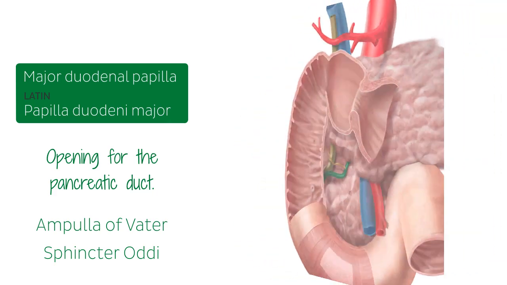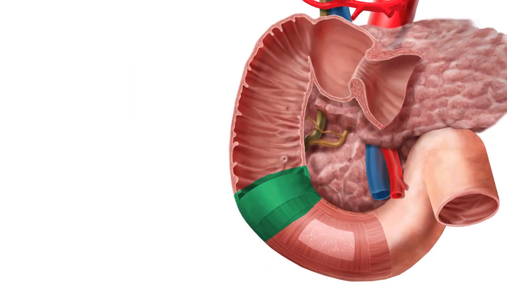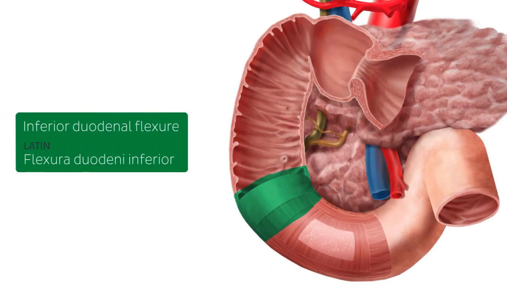Going back to the parts of the duodenum, the next structure we see is the inferior duodenal flexure, which is like a turn that you see here of the duodenum, located between the descending part of the duodenum and the horizontal part, which we're going to be talking about next.